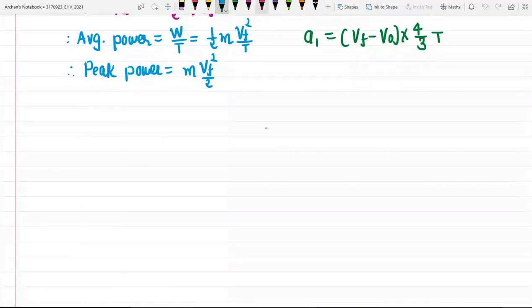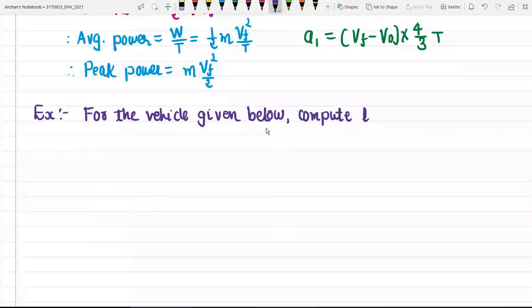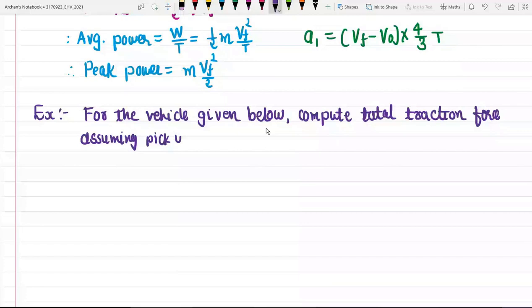So for the vehicle given below, compute the total traction force assuming pickup from 0 to 50 kilometer per hour in 20 seconds.